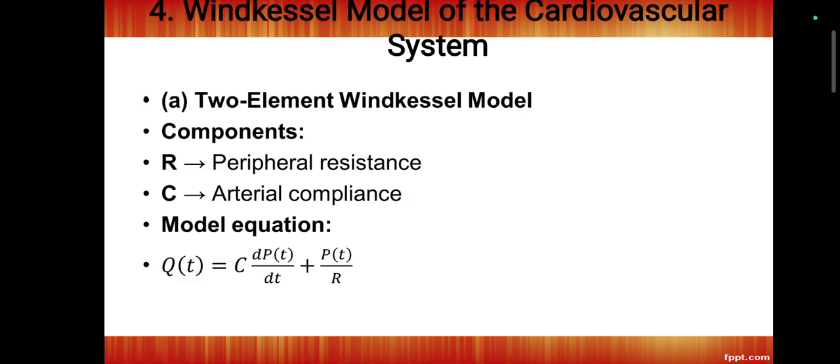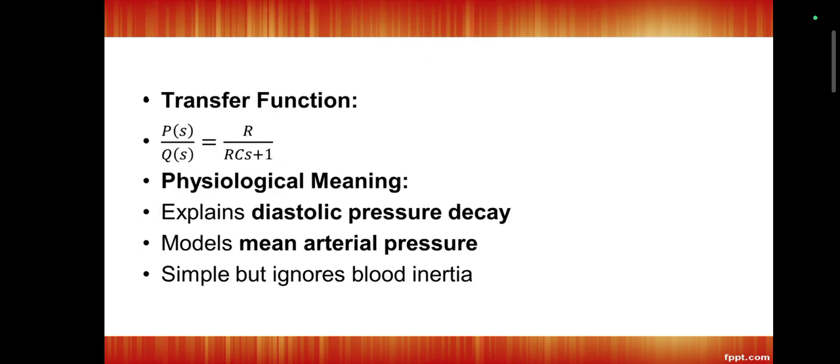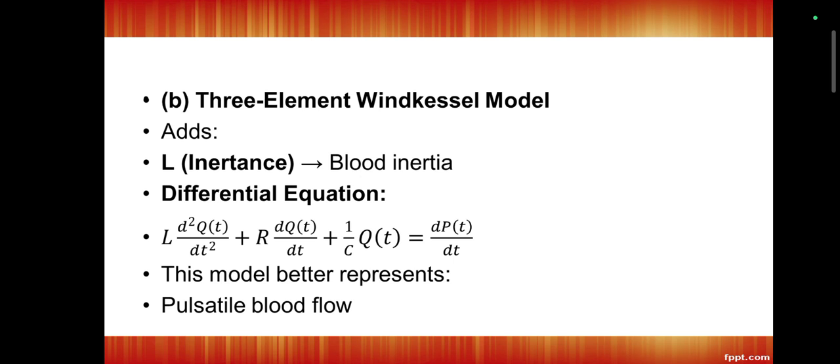In this model, the system can be divided into two components, R and C. This model equation can be written as Q of t equal to C into dP of t divided by dt plus P of t divided by R. So according to this model, the transfer function can be written as P of s divided by Q of s is equal to R by RCs plus 1. And here is the block diagram representation of the input with the compliance block, resistance block and inertance block L.